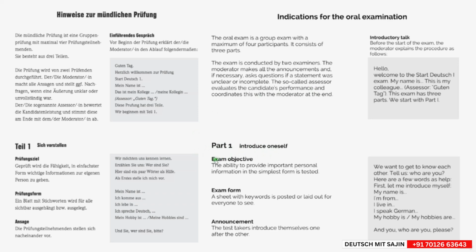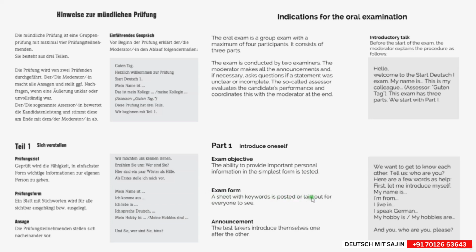Okay, so part 1, introduce yourself. The objective here is the ability to provide important information in the simplest form. Okay, so very basic. Just my name is this and that, and you don't have to make anything complicated. Very simple. Okay, it is just the A1 level.